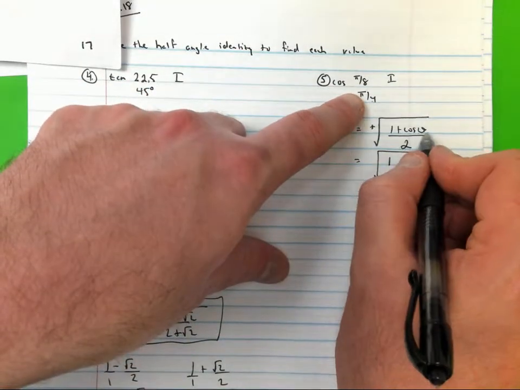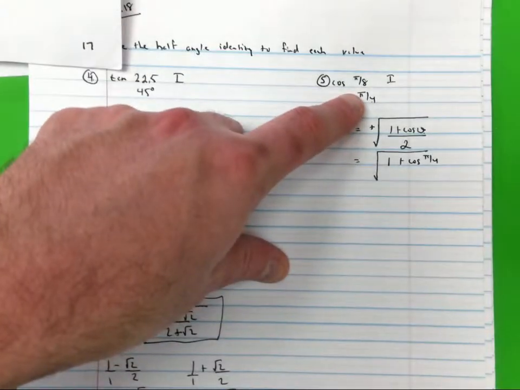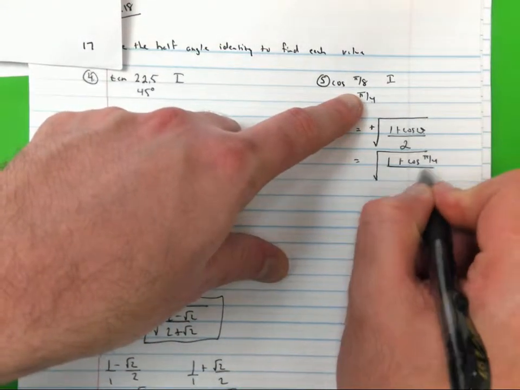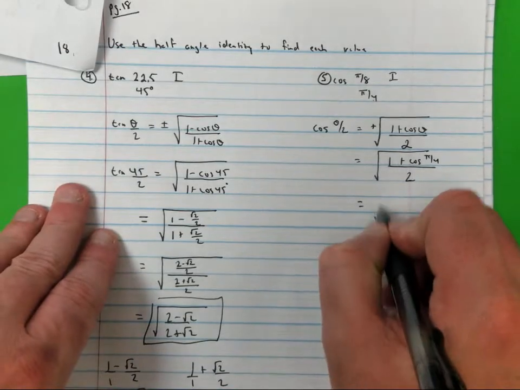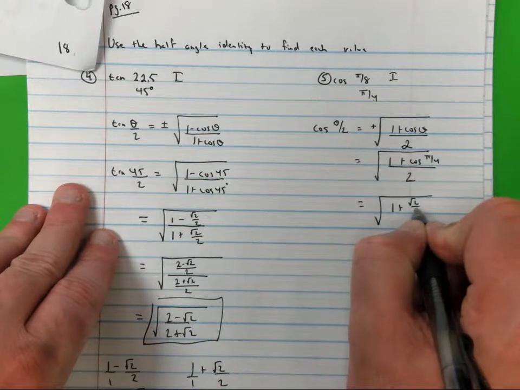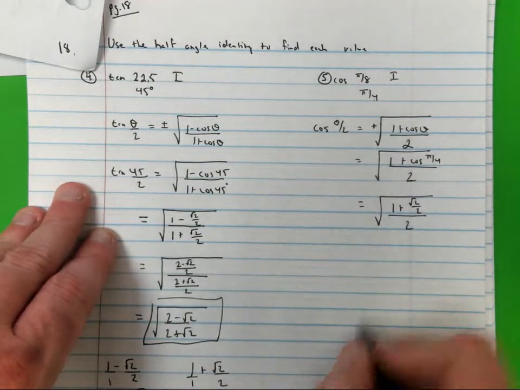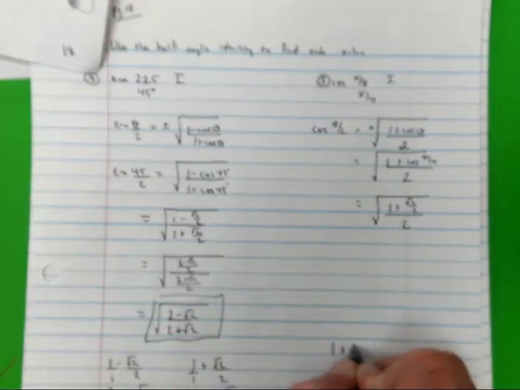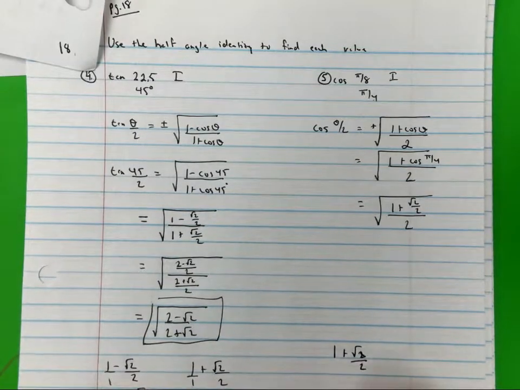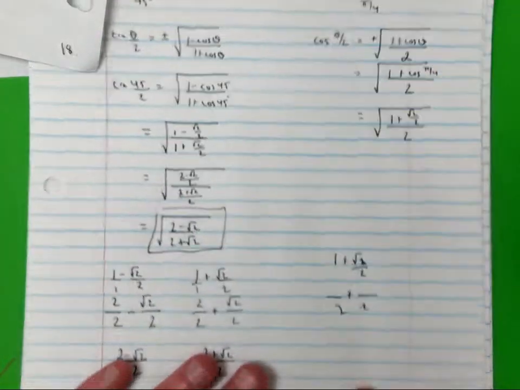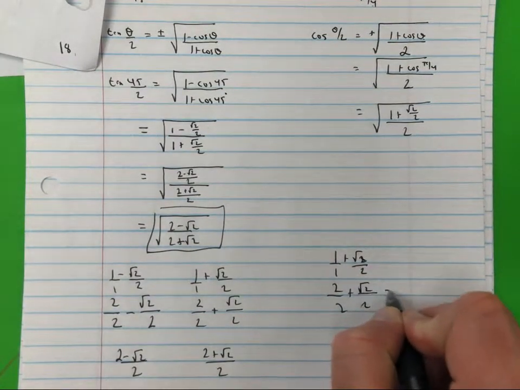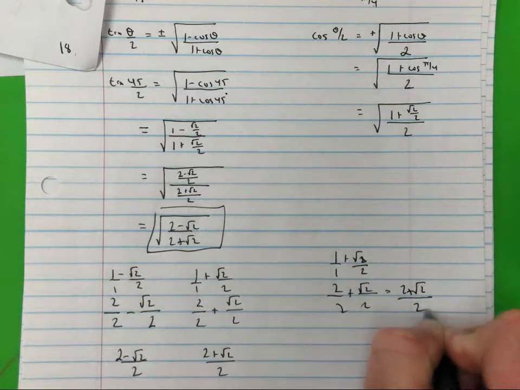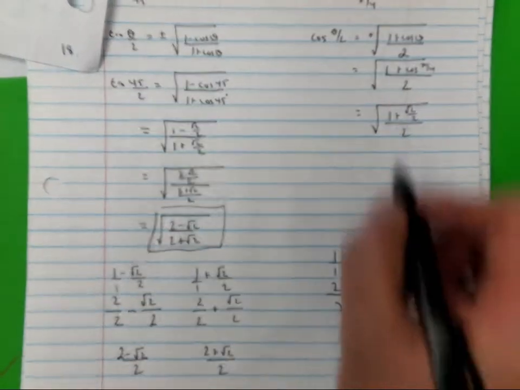I'm going to put my pi over 4 in for my theta. All over 2 equals 1 plus square root of 2 over 2, over 2. I'm going to come down here and do my math. Common denominator of 2. 1 times 2, so let's do that. I'm going to put this in place of that.